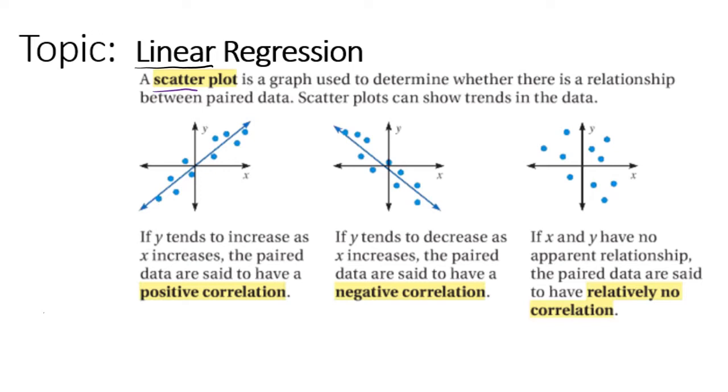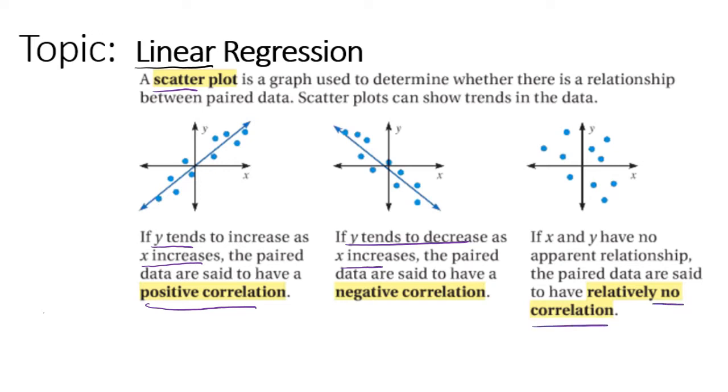Scatter plots can show trends in data. If the y tends to increase as the x increases, then you have a positive correlation. If the y is decreasing as the x value is increasing, then you have a negative correlation. If there are no significant identifying points to say whether y is increasing or decreasing as the x increases, then we will say there is no correlation.